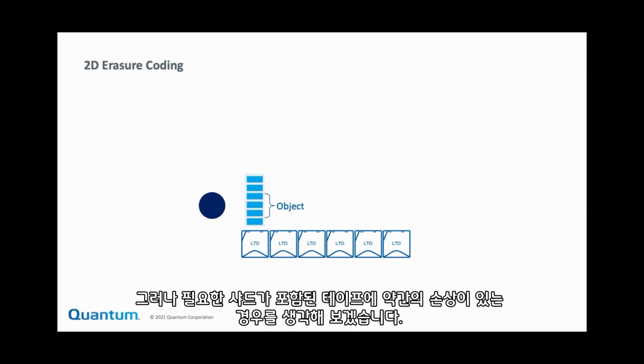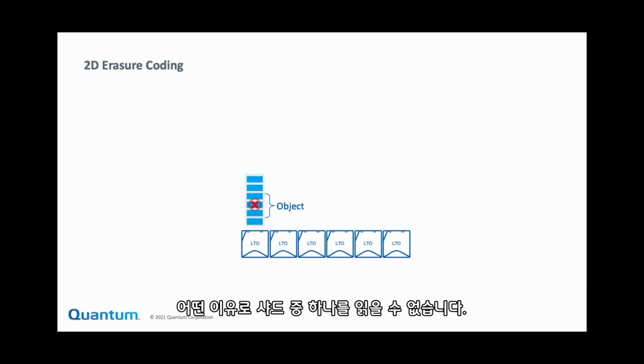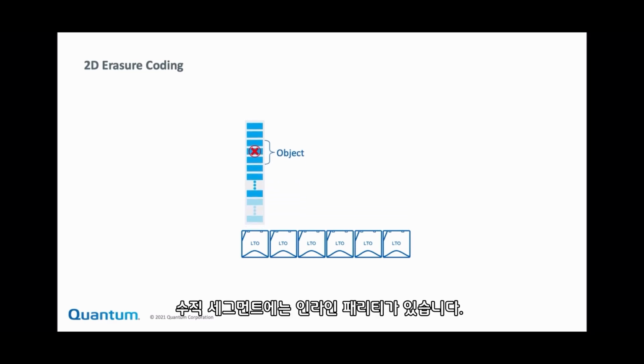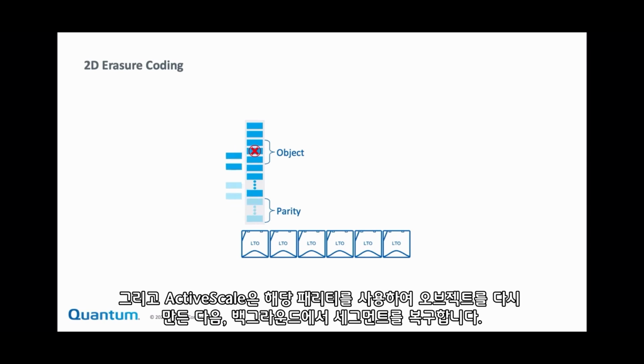But let's consider a case when the tape that contains the required shards has some minor damage. One of the shards is unreadable for some reason. Remember, that vertical segment has inline parity, and ActiveScale will use that parity to recreate the object and then repair the segment in the background.